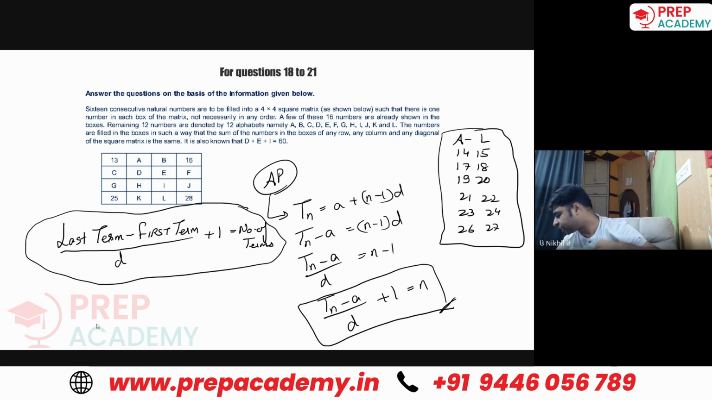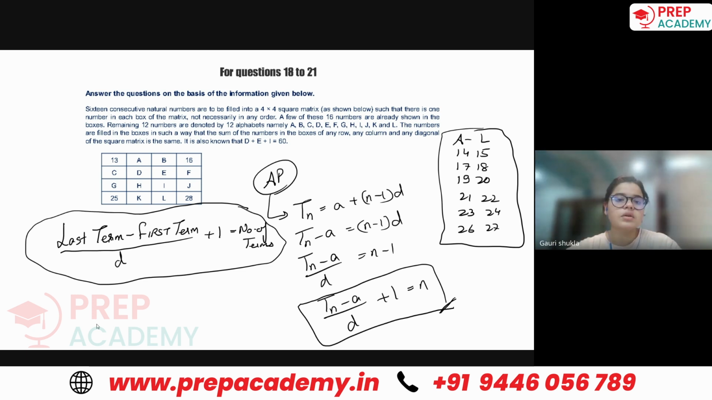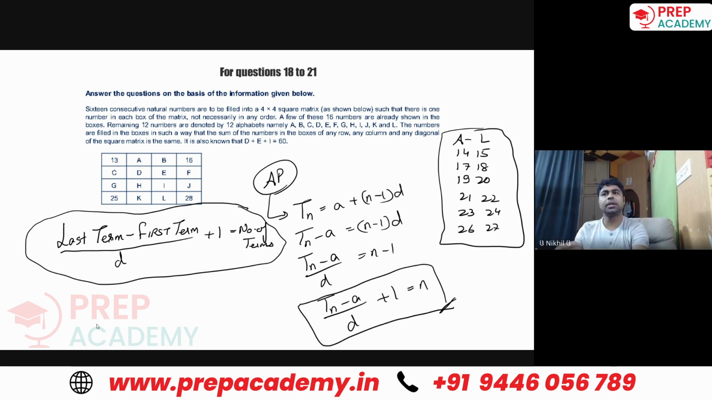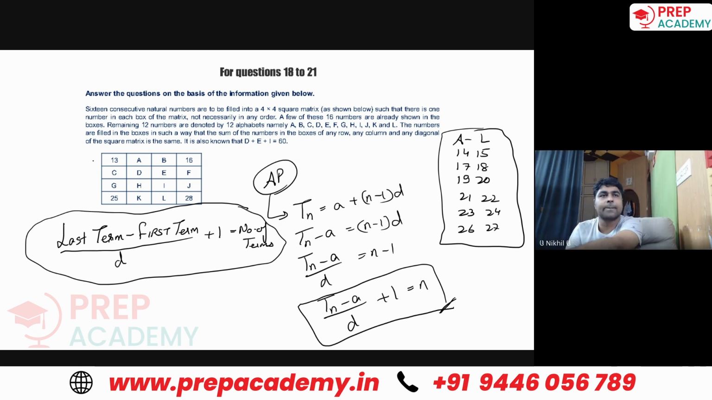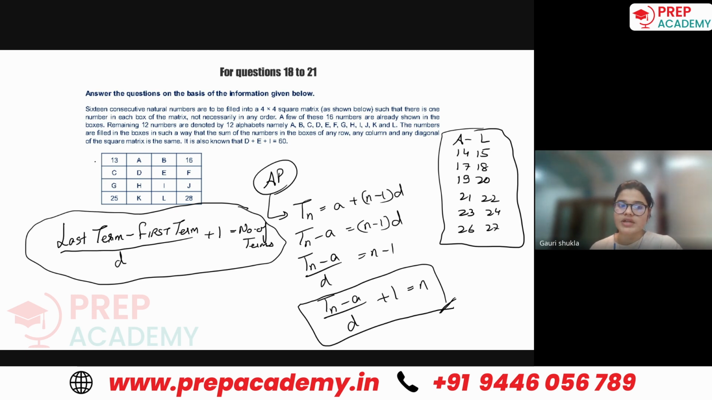Can you formulate what each row, each column, and each diagonal sum would be, but only in terms of the alphabet? So that will simply be 13 plus A plus B plus 16, and C plus D plus E plus F, then G plus H plus I plus J, and 25 plus K plus L plus 28.